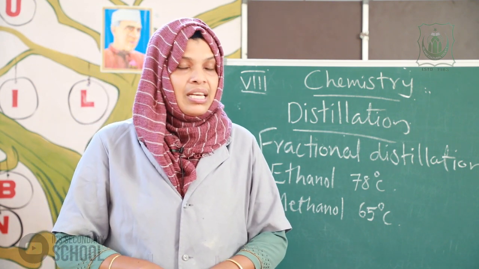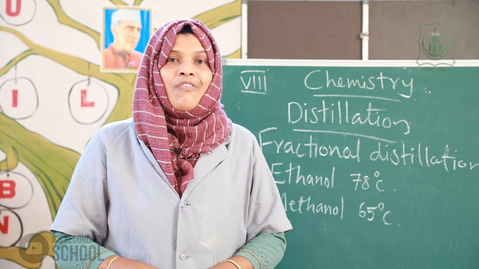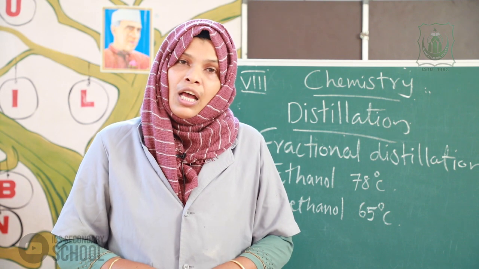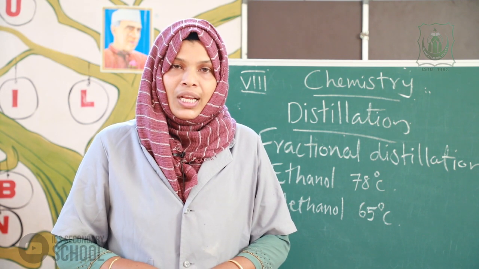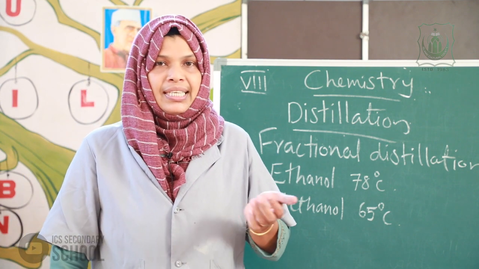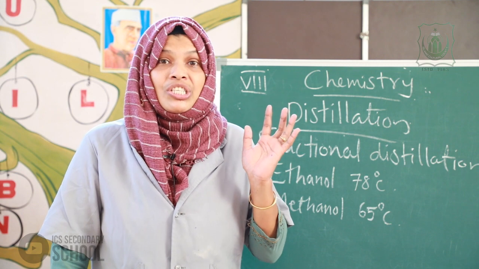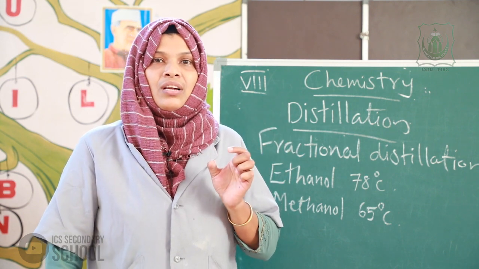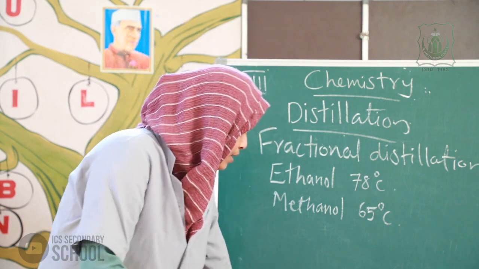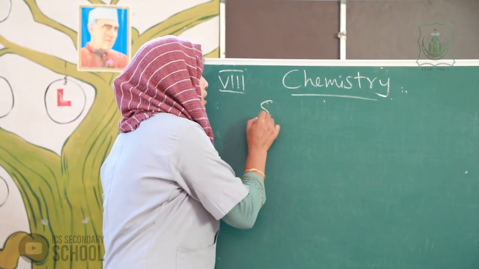Fractional distillation can be done when the components have a very small difference in their boiling points. From crude oil, we can separate petrol, kerosene, diesel, etc. by fractional distillation. Next method is separating funnel.